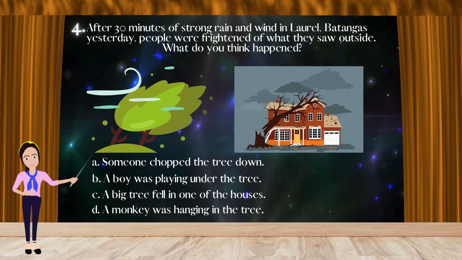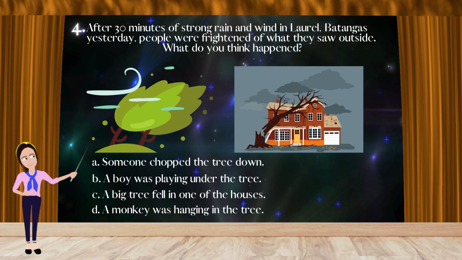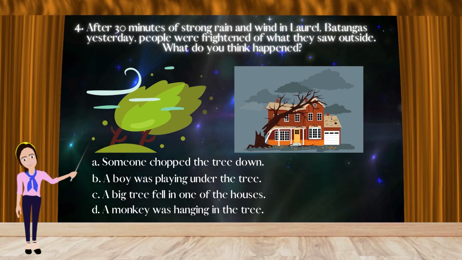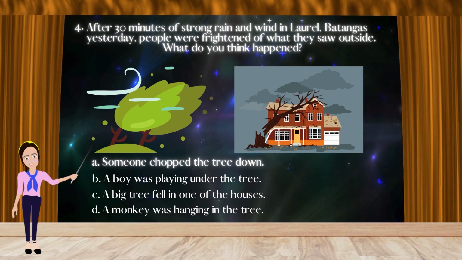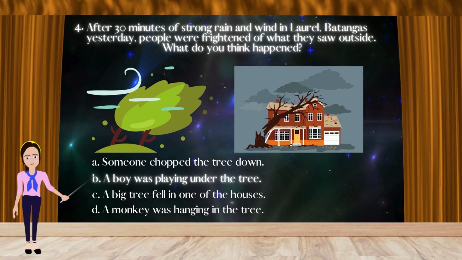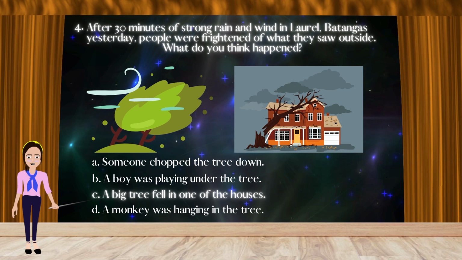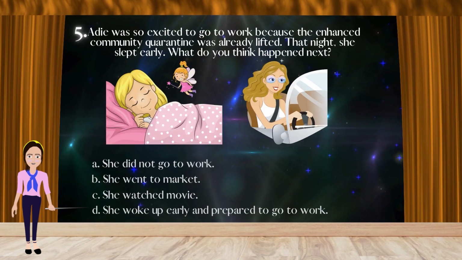Number 4. After 30 minutes of strong rain and wind in Laurel, Batangas yesterday, people were frightened of what they saw outside. What do you think happened? A. Someone chopped the tree down. B. A boy was playing under the tree. C. A big tree fell in one of the houses. And letter D. A monkey was hanging in the tree.